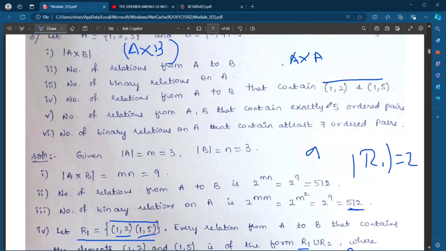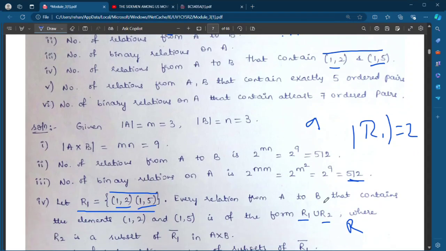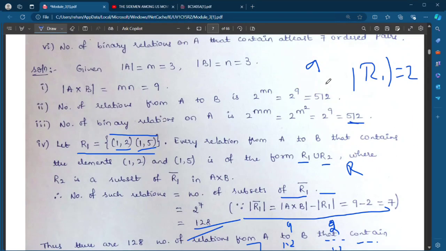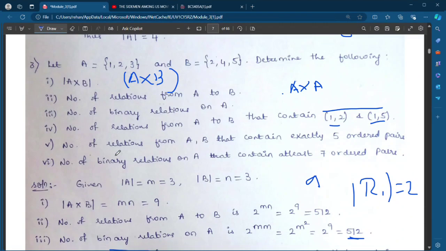Might be what they might do, they might change this number. They might give only one here, or they might give more than one. If they are giving one, then only here 9 minus 1 will happen. If they are giving 3, then 9 minus 3. So whatever the remaining resultant answer is, 2 to the power of that answer is your answer.